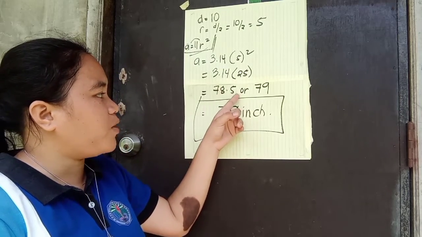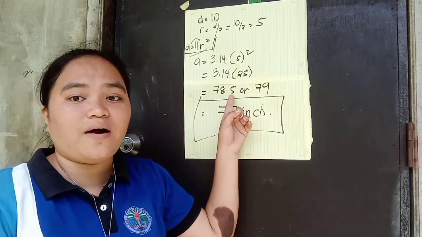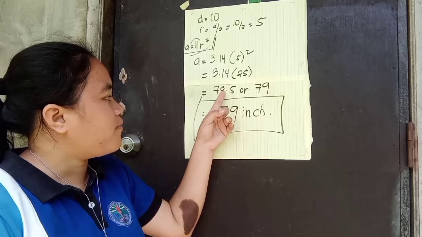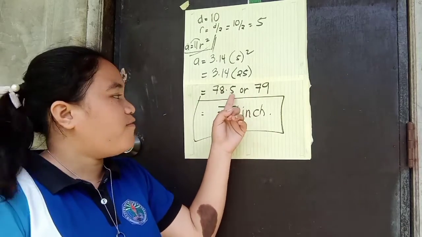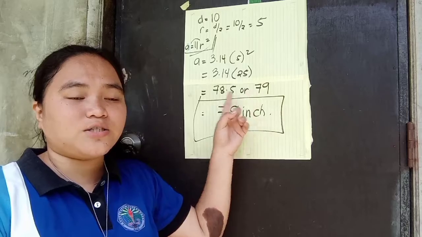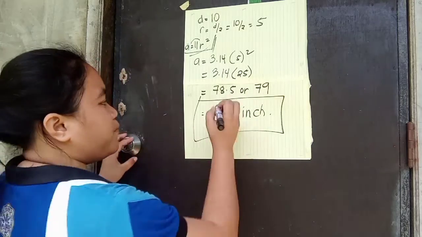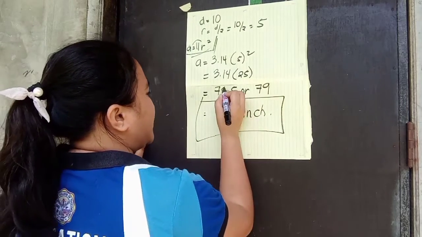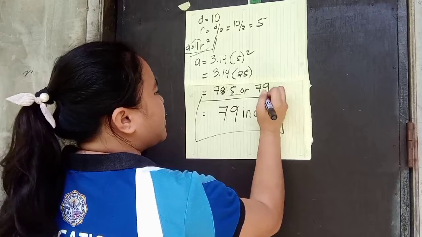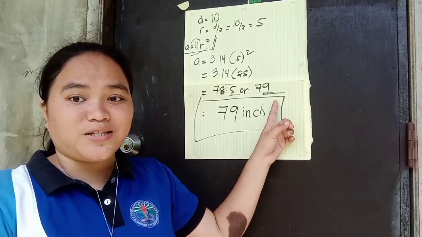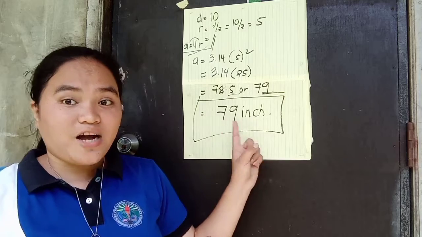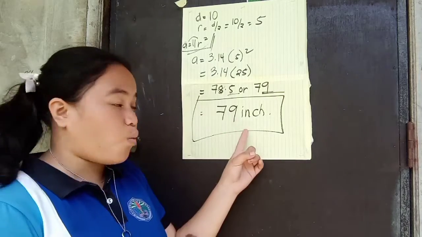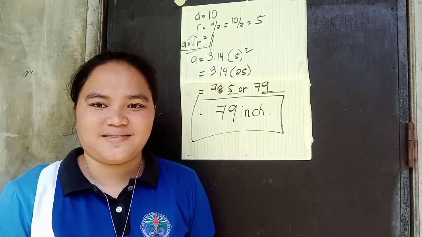Yung 78.5 is, in-round off lang po natin yung 78.5 into 79. Kasi po, from 5 to 9, ang kasunod na decimal is, pwede na po natin siyang i-round off. So, itong 8 natin is magiging 9. Kaya po, ang sagot po dito sa question na ito is 79 inches. Yan po yung area of the plate into the nearest square inches.